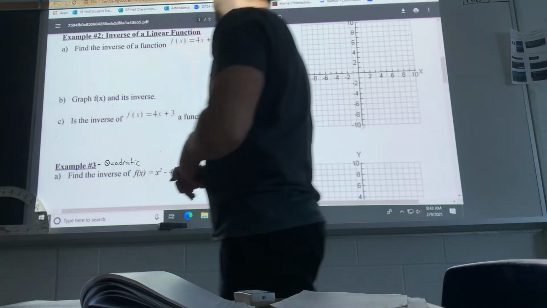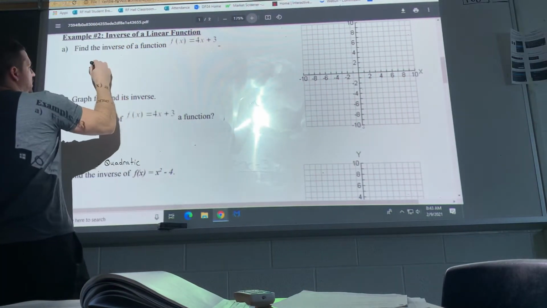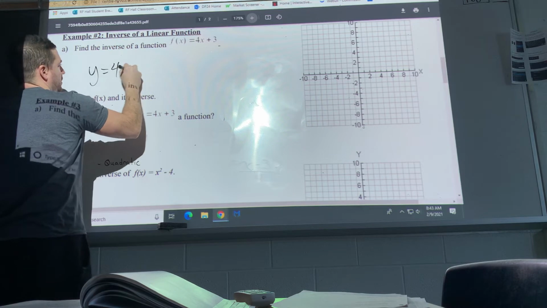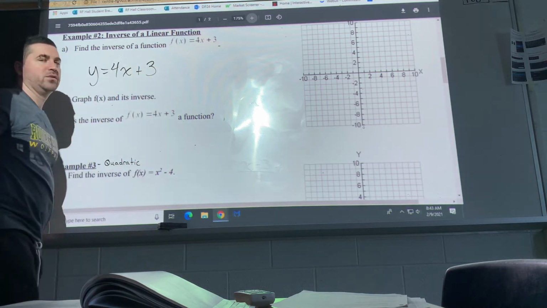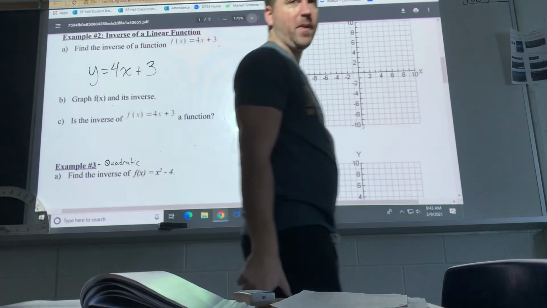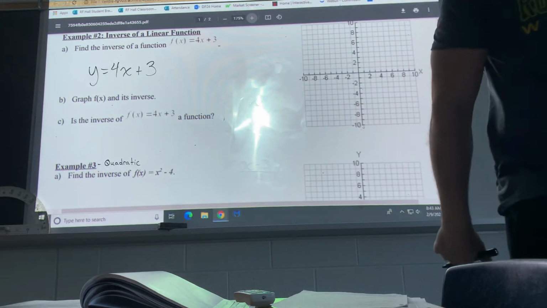Well, it's a line, so there's no vertex. Where's the starting point? Let's see if you guys remember. y equals mx plus b.